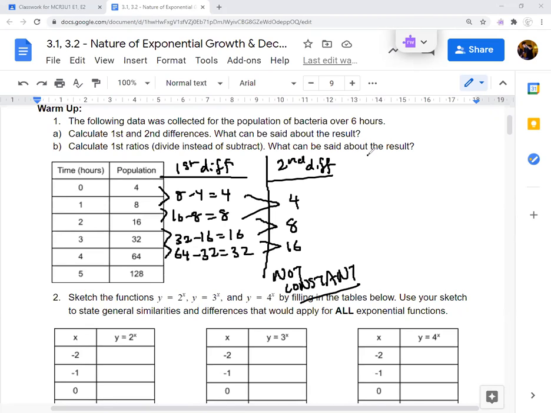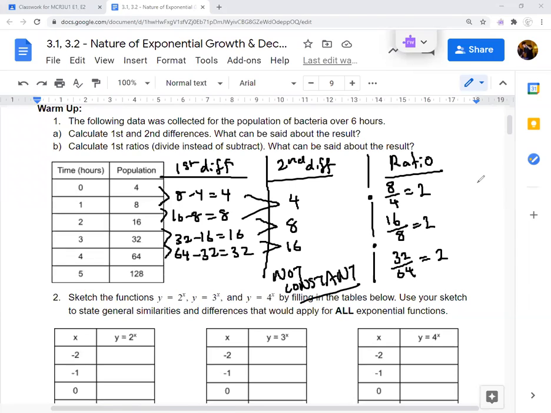The funky thing about exponential functions, we can identify if something is exponential or not by doing a ratio. So take a look at how it's different. I'm not doing subtractions. If you take the y value and divide by the previous, it gives you a clue of whether this is exponential or not.